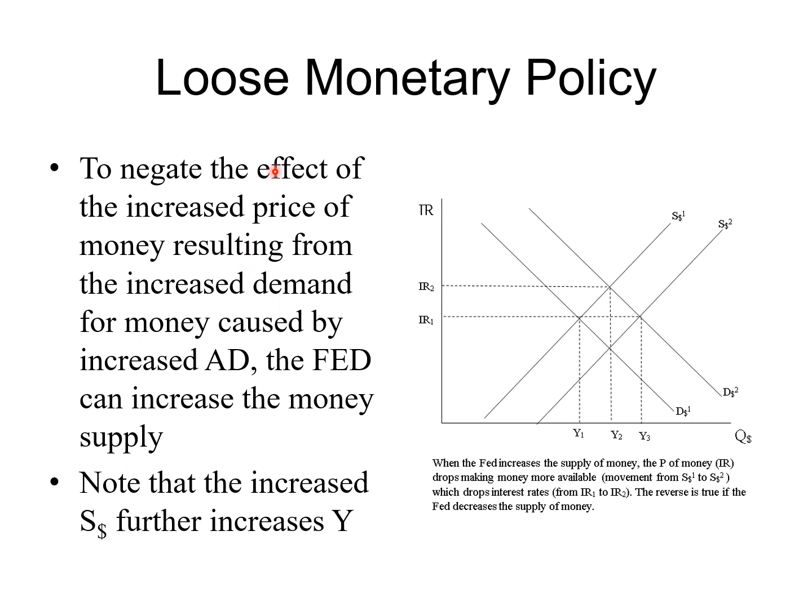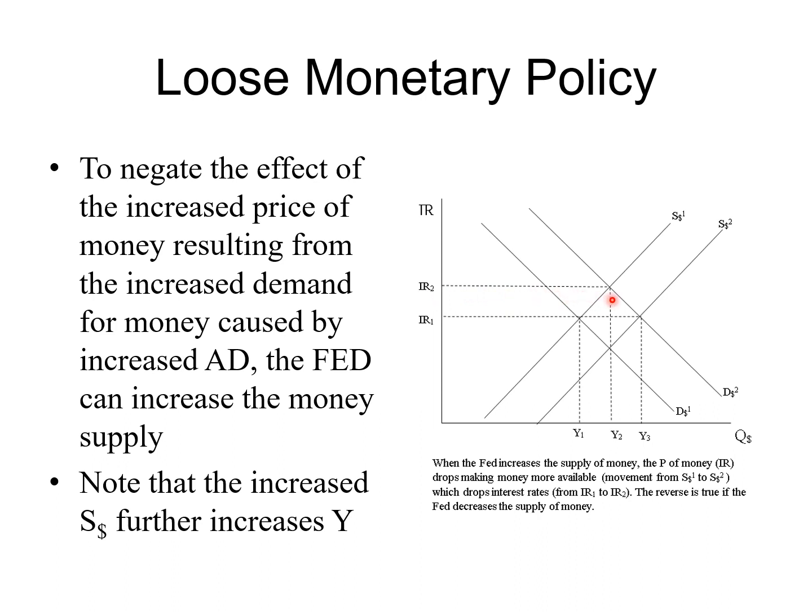Now, loose monetary policy: to negate the effect of the increased price of money resulting from the increased demand caused by aggregate demand, the Fed can increase the supply of money. Let's take a look at this over here and see how this works. This comes from what we previously said. During growth, let's start right here at this point, wages are going up and aggregate demand is going up. That means the demand for money is going up. Because the demand for money is going up, you see that interest rates are going up.